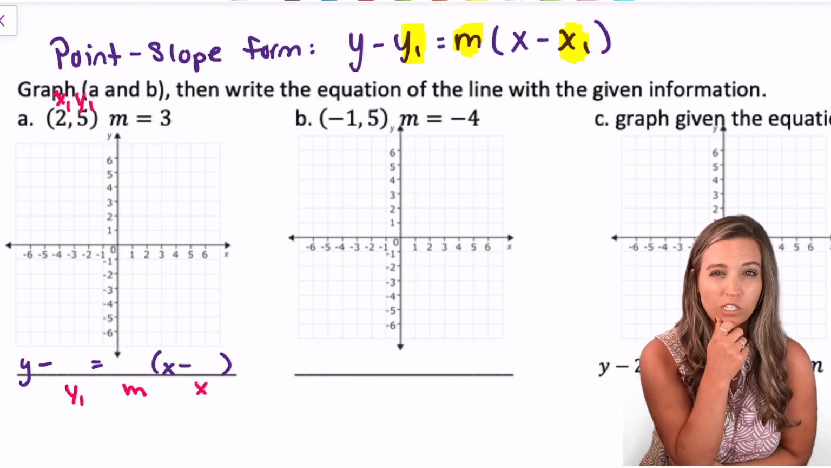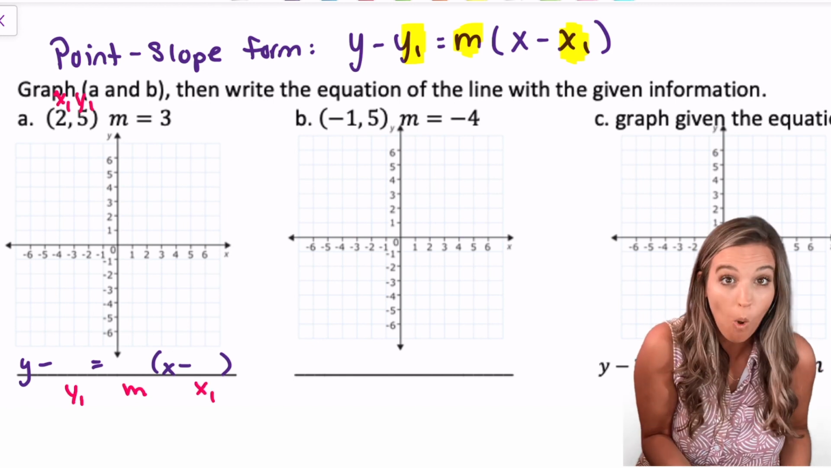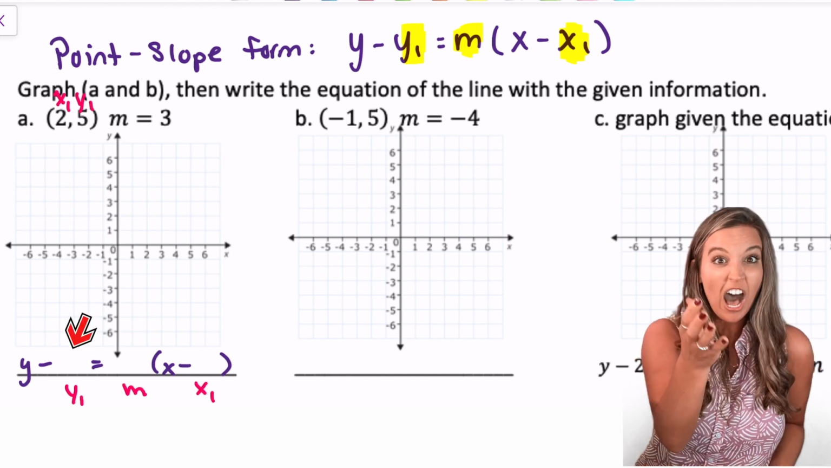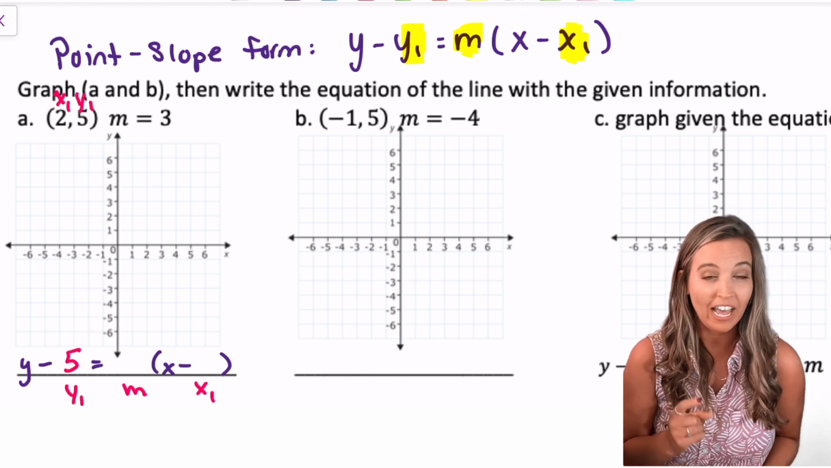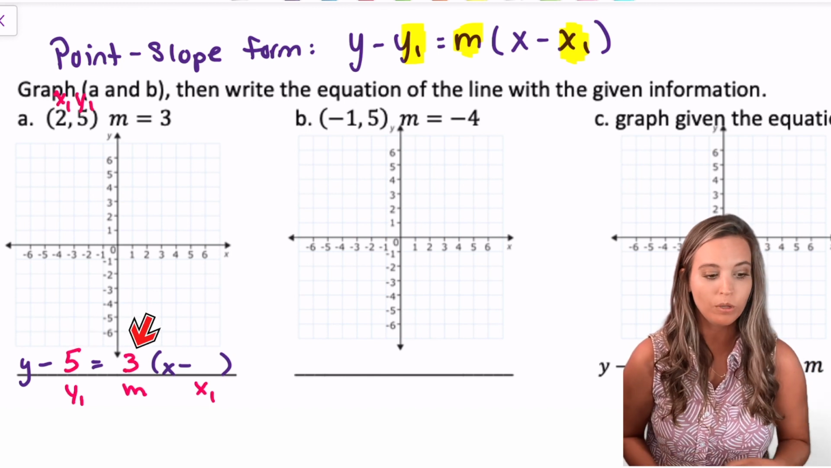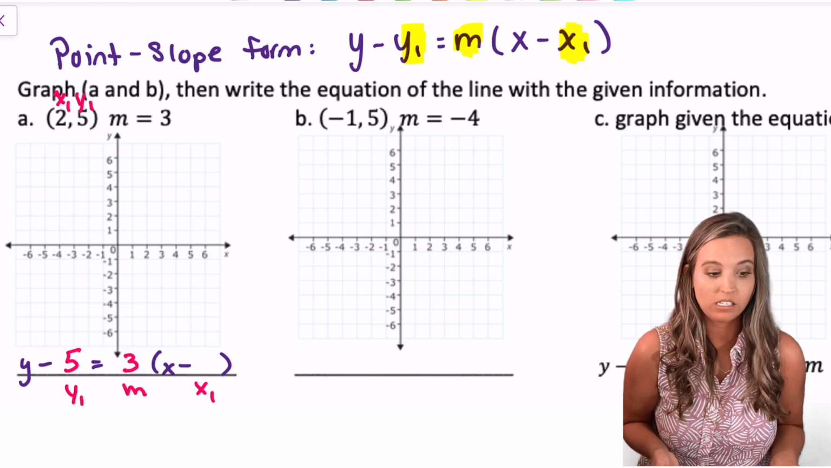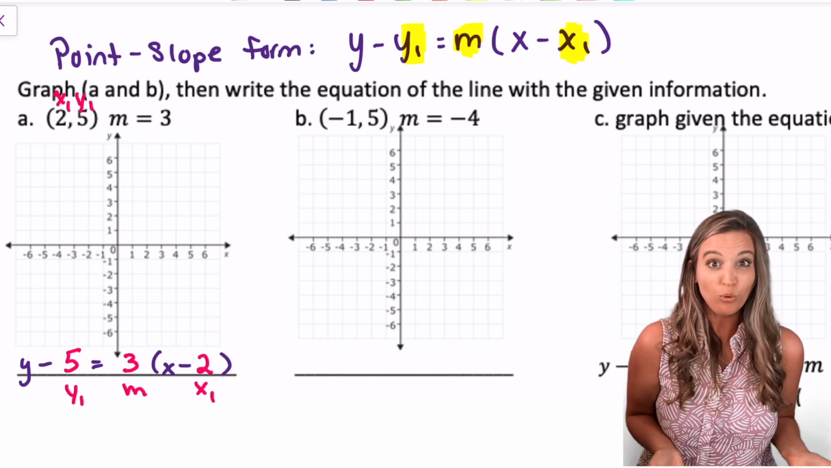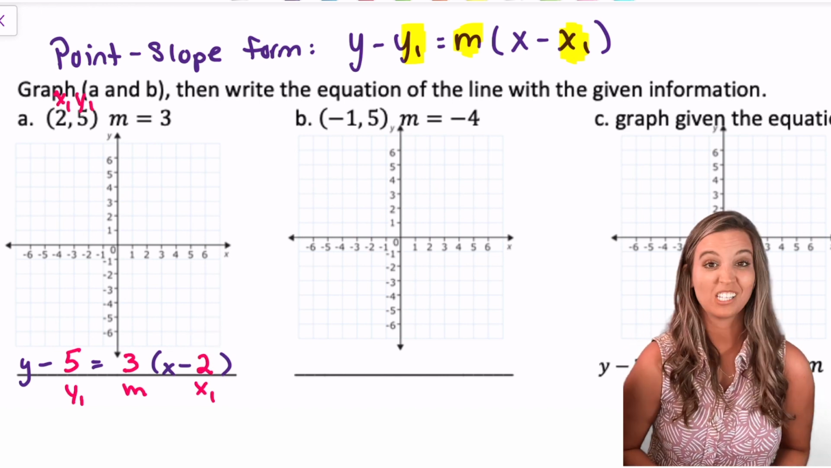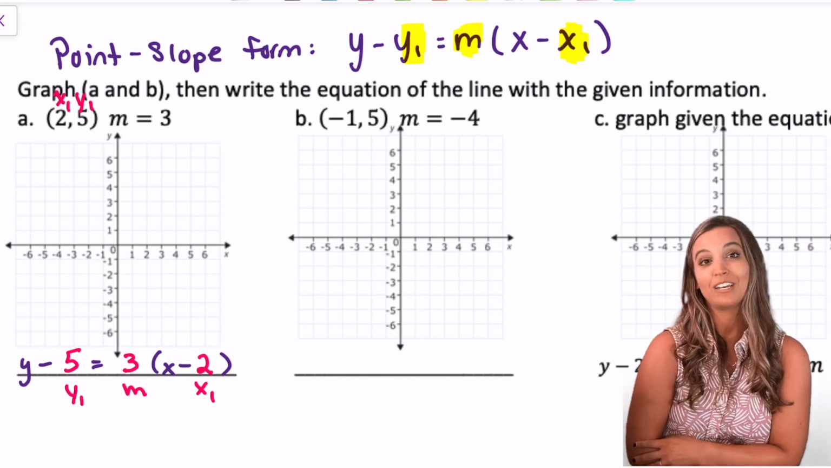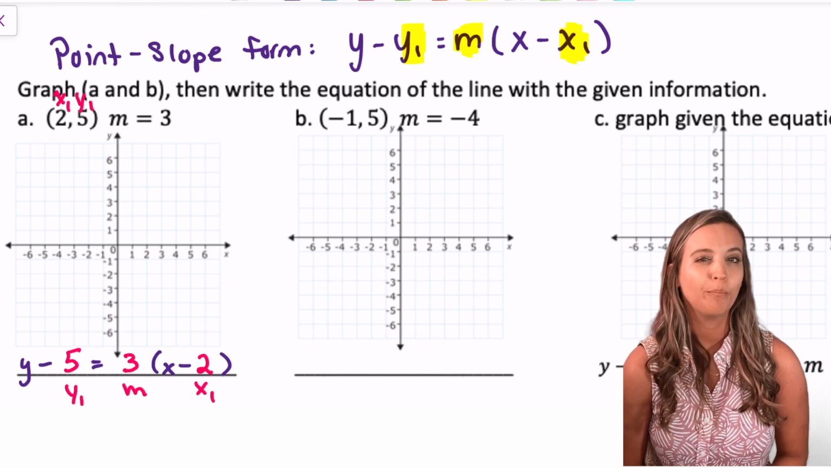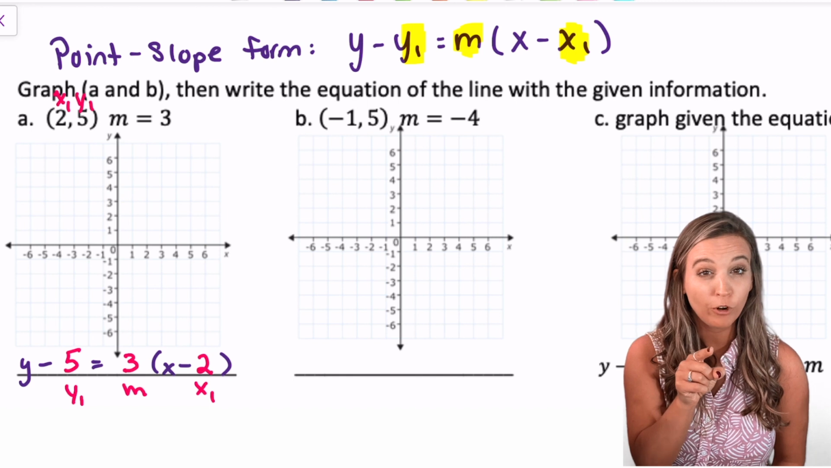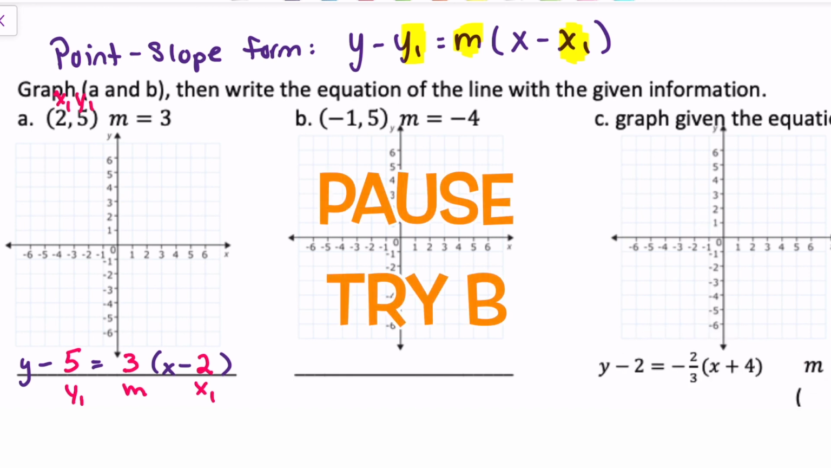Okay, first blank, what's supposed to go there? Y sub 1. So, 5. Next blank, that's where m goes. That's my slope, 3. Third blank, x sub 1, 2. I just wrote an equation of a line. Y minus 5 equals 3 times x minus 2. Let's write the equation for b. Remember, label your point first and draw out your skeleton.